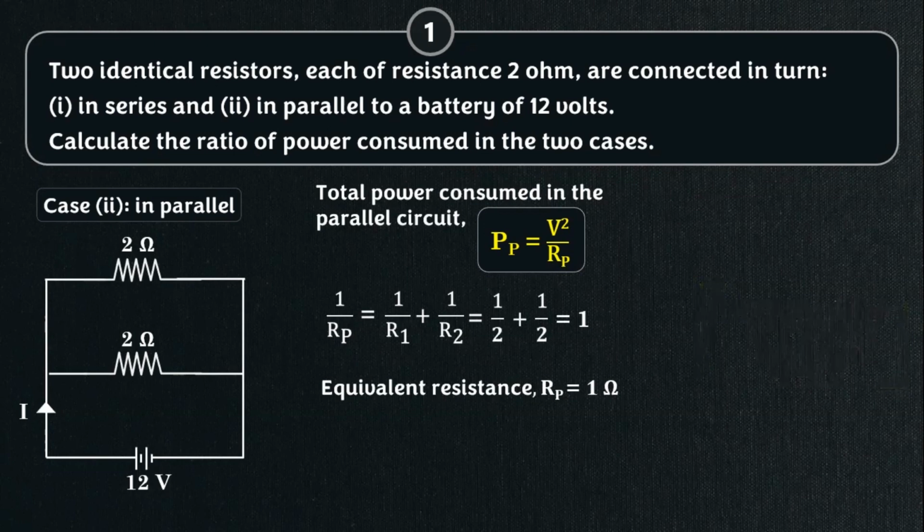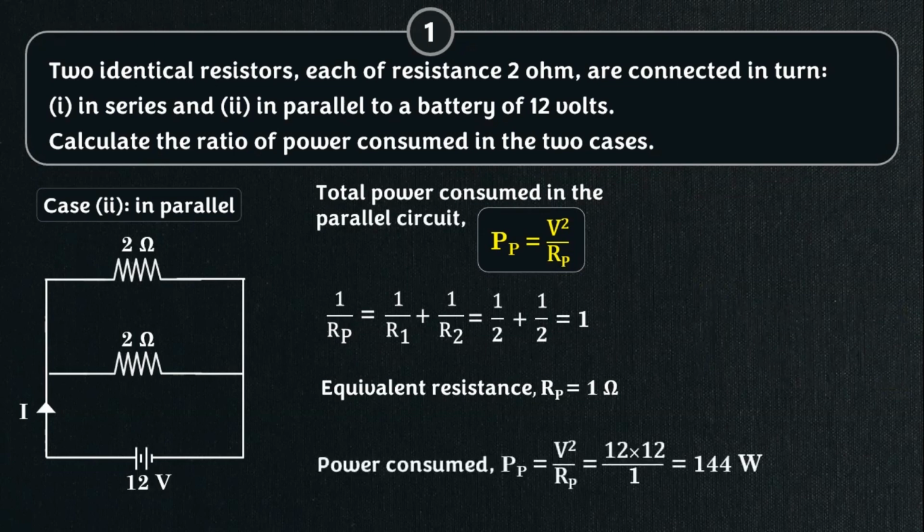Now we are substituting the values in the formula. Then the power consumed will be equal to 144 watts. We can also use the alternate formula, that is P is equal to I square R, but then we need to find the value of current first. That is using the formula V divided by Rp, we will find the value of current and then substitute the value of current in I square R.